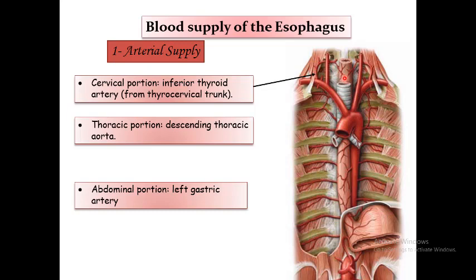The thoracic part of the esophagus is supplied by branches from the descending thoracic aorta. So the descending thoracic aorta supplies the thoracic part of the esophagus. Lastly, the abdominal part of the esophagus is supplied by branches from the left gastric artery.